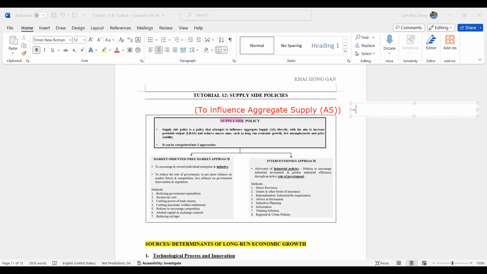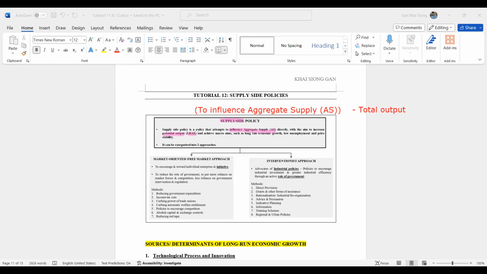Here we are referring to total outputs. That means the purpose of supply side policy is to increase the total outputs in the economy, to increase the potential capacity of the economy so that the economy is able to produce more. So the intention of supply side policy is to influence the aggregate supply directly, with the aim to increase the potential outputs. When I say potential outputs, I'm referring to the productive capacity of the economy, which is the long run aggregate supply, in order to achieve the macro objective.